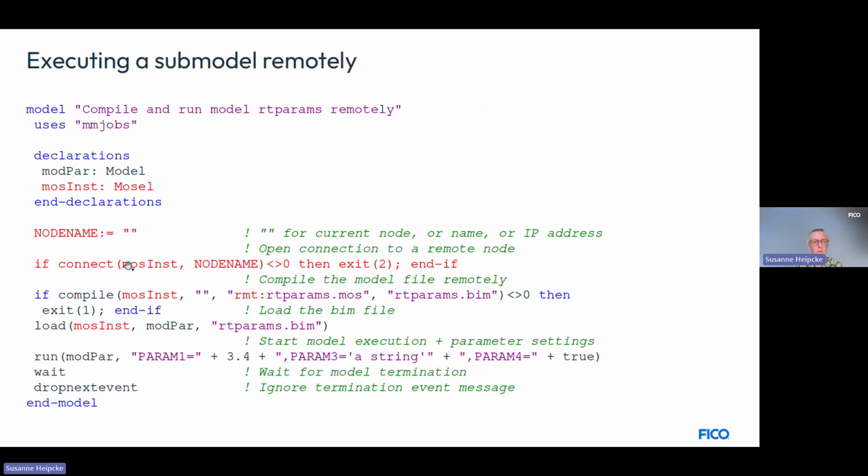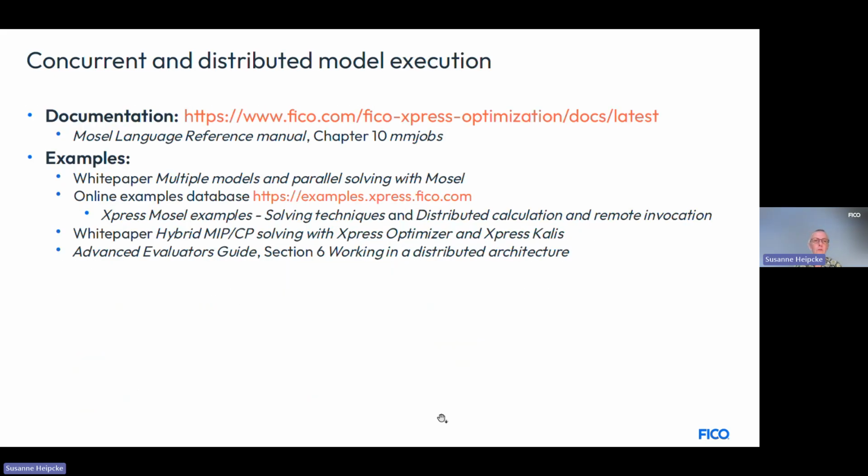Or the other way around, I'm connecting and compiling on the distant machine. Well, which one is preferable depends again on exactly what you want to do with the application. Now, all the documentation about this is publicly available, in particular the Mosel Language Reference Manual chapter Jobs, and then the white papers, Multiple models and parallel solving with Mosel, and the mixed MIP CP example was from the white paper Hybrid MIP CP solving. Another example is also discussed in the Advanced Evaluators Guide.